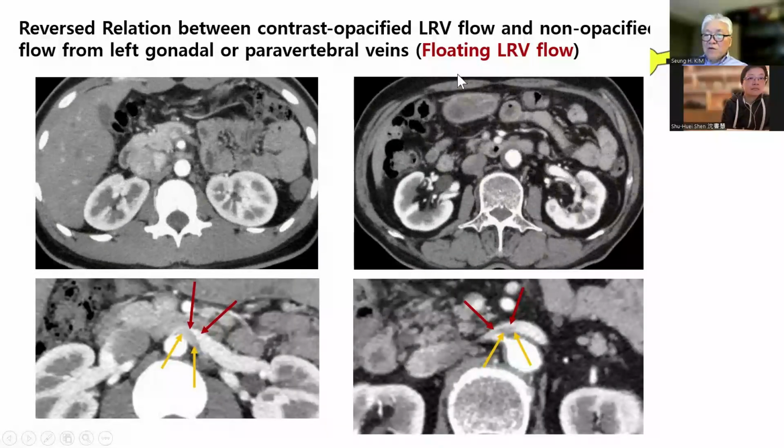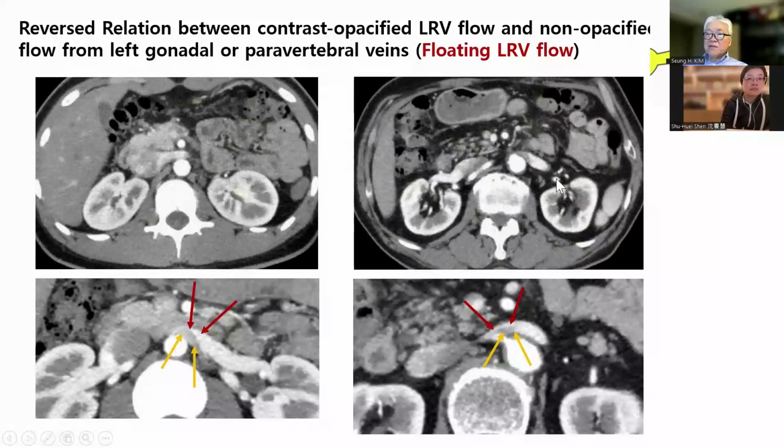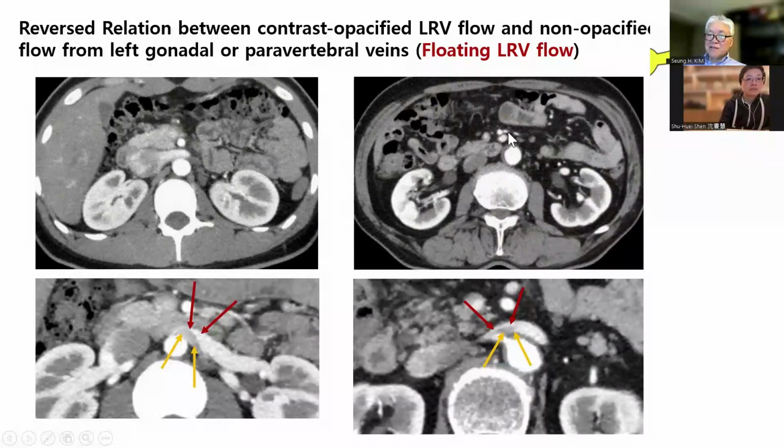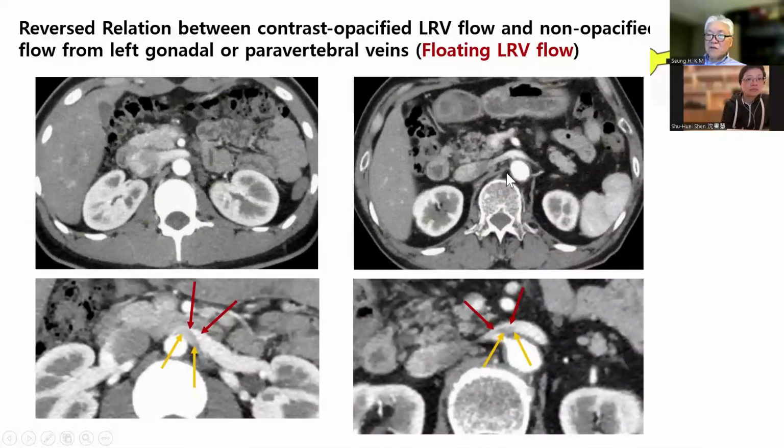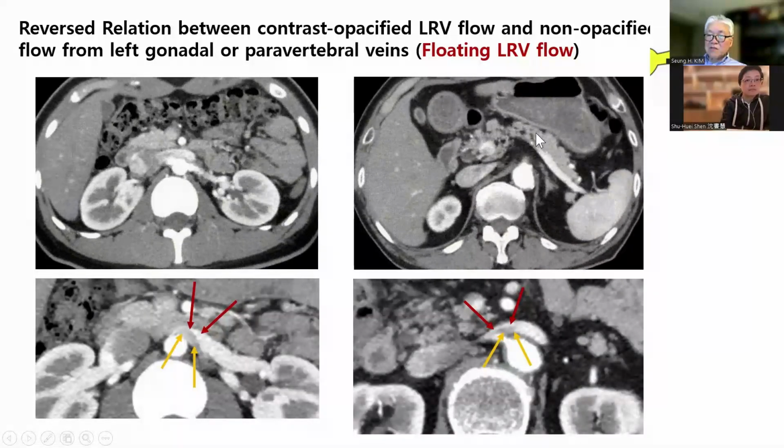So if you see this reversed relation, you can suspect Nutcracker phenomenon in these cases, even if there is no evidence of compression between the aorta and the superior mesenteric artery.